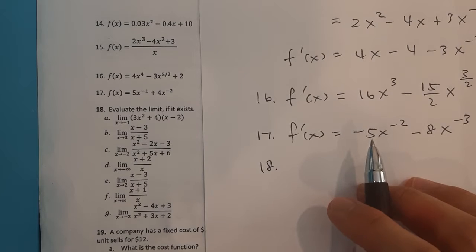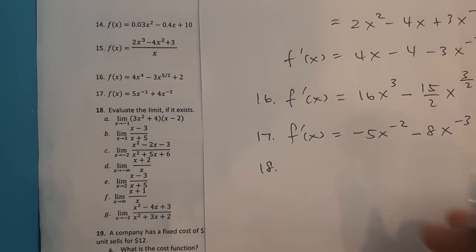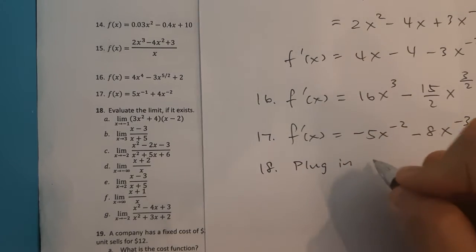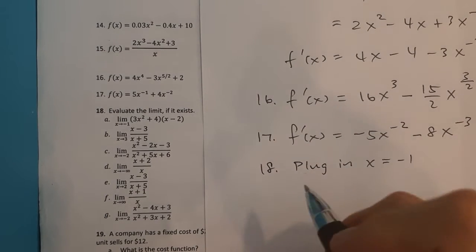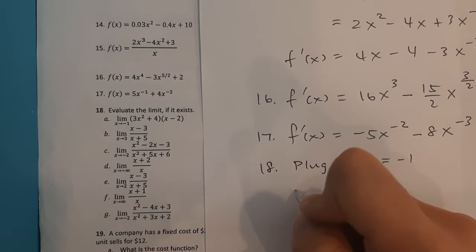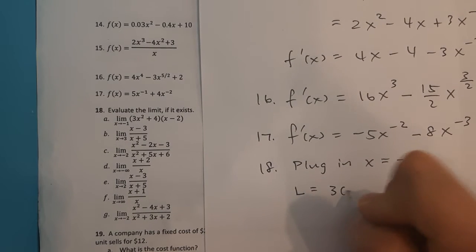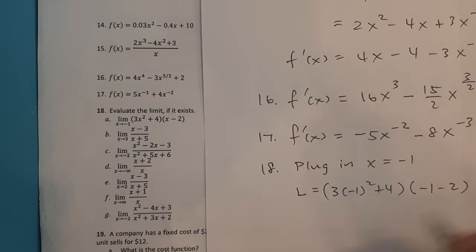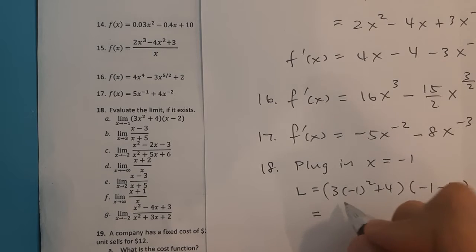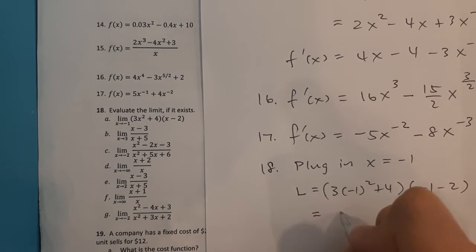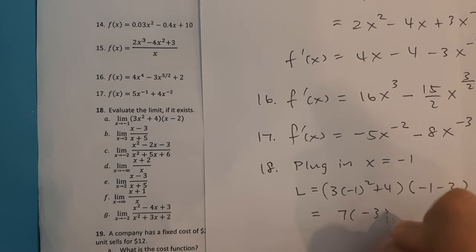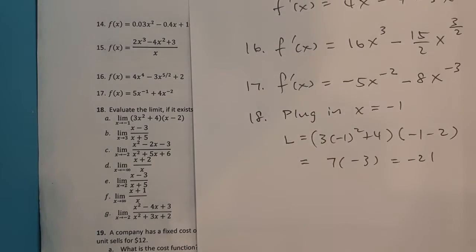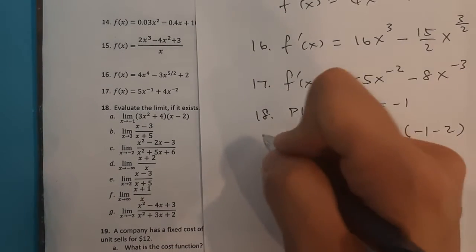So 18a, it says to evaluate the limit if it exists. So for a lot of these, just plug in the value. Say x equals negative 1. So this limit, it's going to equal 3 times negative 1 squared plus 4 times negative 1 minus 2. So we have 3 plus 4 is 7 times negative 3. We have negative 21. So that's part A.